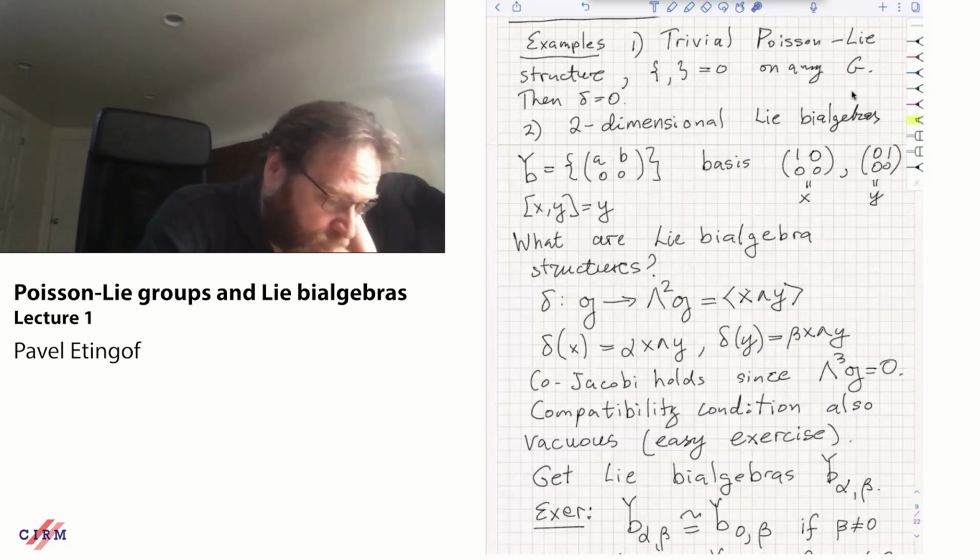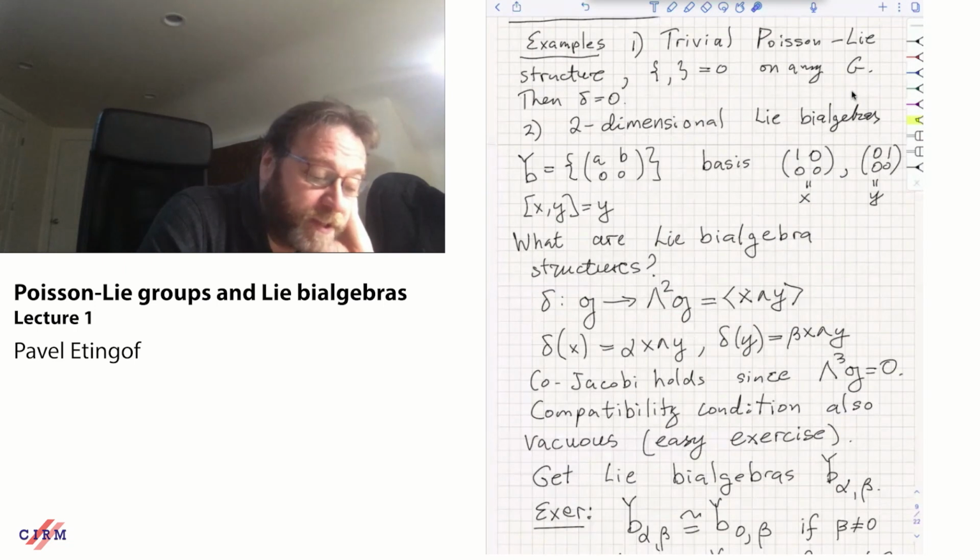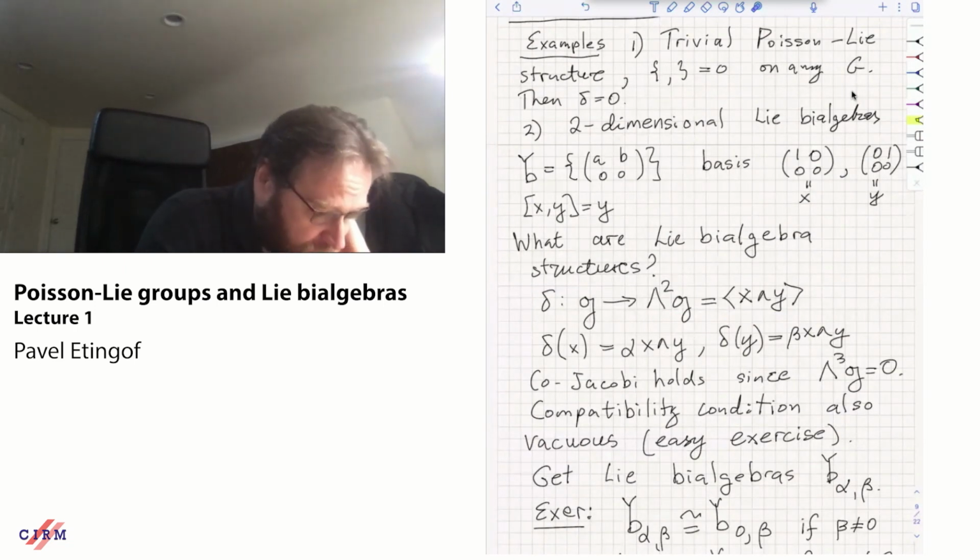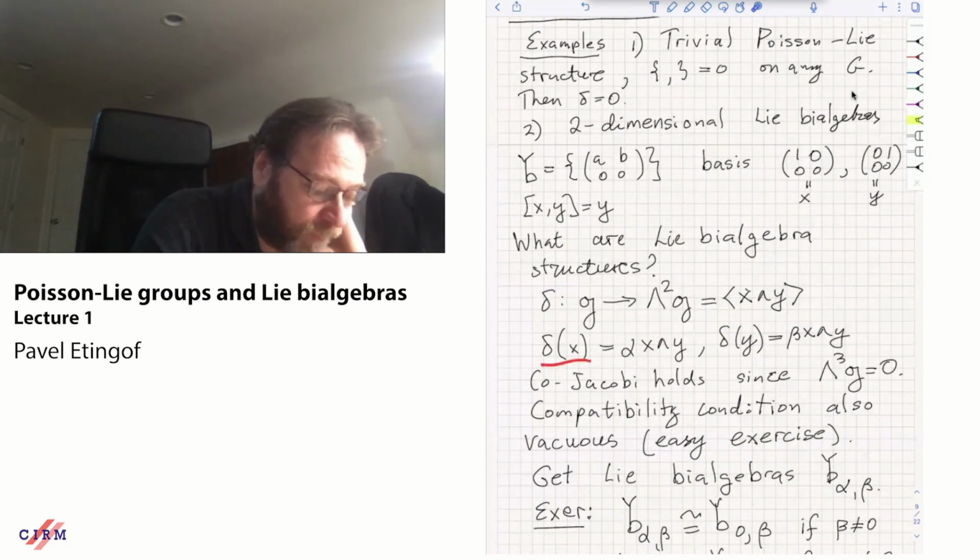Well, what can be the cobracket? The cobracket is supposed to map G into wedge 2 of G, and wedge 2 of G is a one-dimensional space, which is spanned by a single vector X wedge Y. So we get delta of X is alpha X wedge Y, and delta of Y is beta X wedge Y.